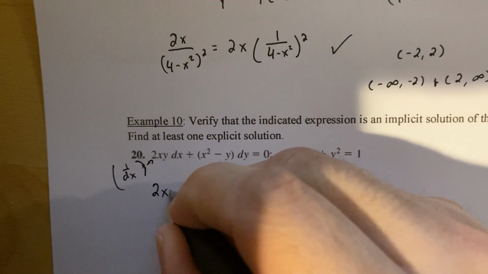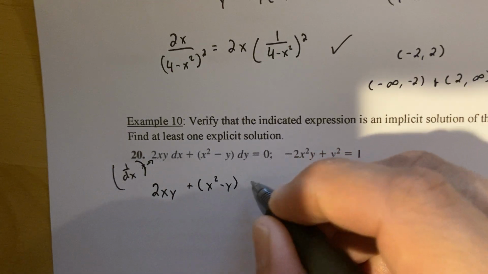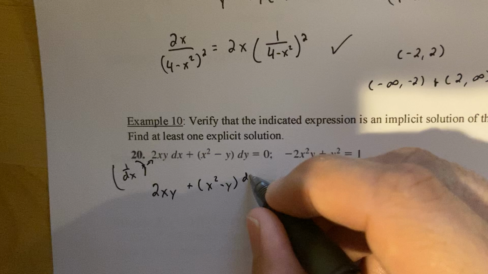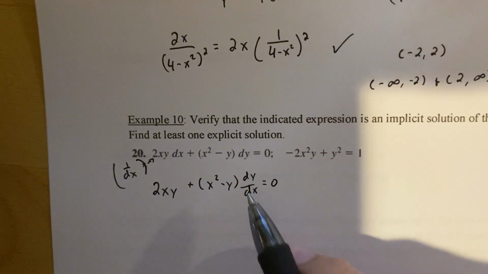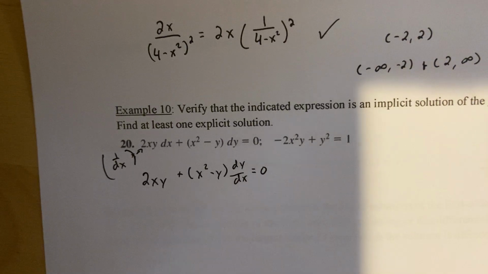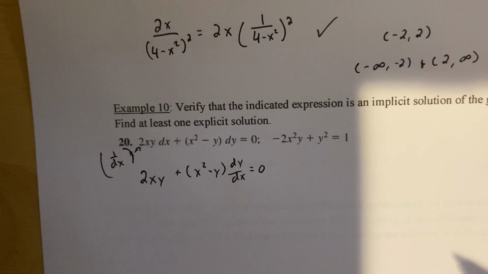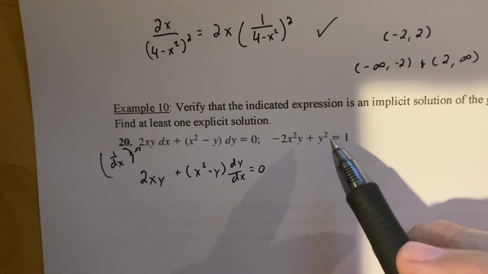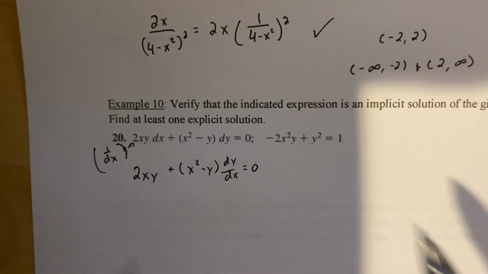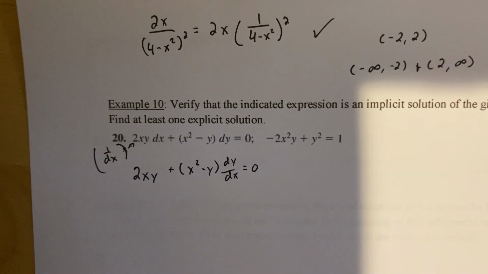I'm going to get 2xy plus x squared minus y, dy over dx, equals 0. Again, if you just want to say y prime instead of dy over dx, go ahead. When I did this, I always just kept using y prime, but I just wrote it as dy dx. So here we have -2x squared y plus y squared equals 1. And we're going to verify that this implicit solution is a solution to our differential equation.